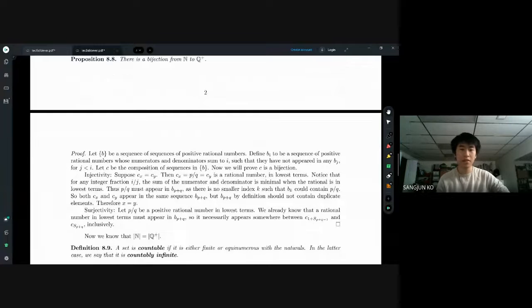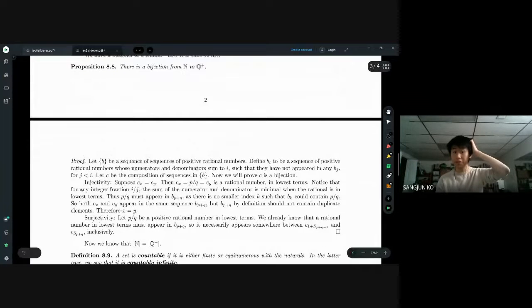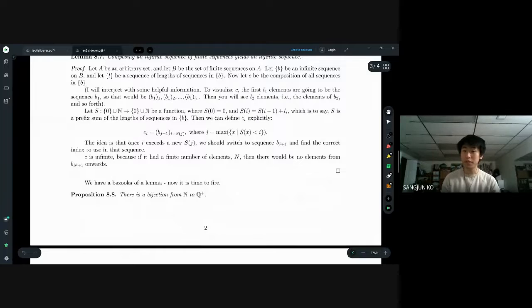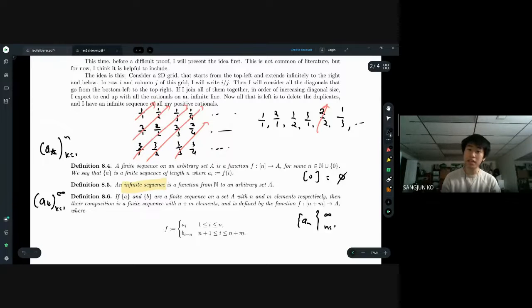All right, but the next thing is that we're going to construct a bijection from n to q, and the idea, what is the idea? Each of the diagonals here is going to be a finite sequence, because the first diagonal has length 1, the second diagonal has length 2, the third diagonal has length 3, etc. And the idea will be that we're going to be composing these sequences together.